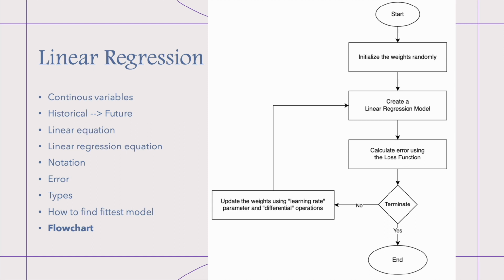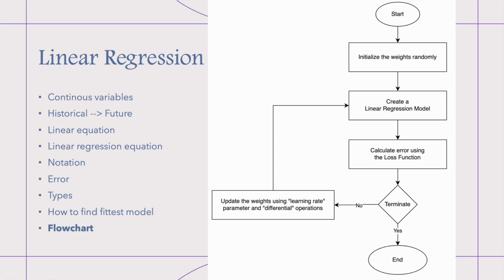But if we have, let's say, 3 independent variables, then we will have 3 different coefficient values. So at the beginning, we initialize the weights randomly. Then we will create a linear regression model based on these values. Then we will calculate the error using the loss function. Remember, loss function can be mean absolute error, mean squared error.